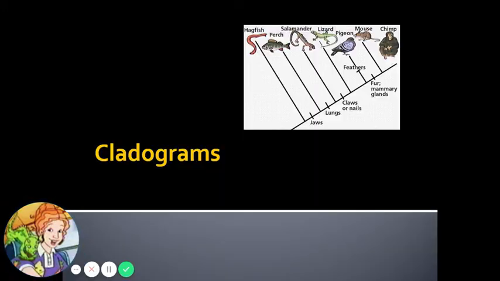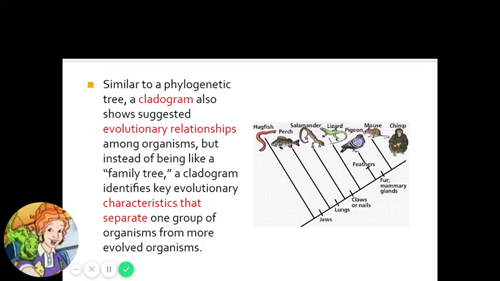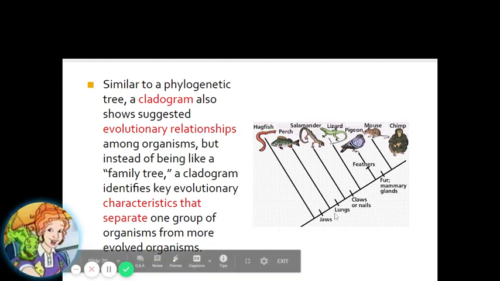So another version of this is called a cladogram. Okay, and a cladogram focuses more on specific characteristics that organisms share and what actually makes them related. So when you look at this cladogram of all of these vertebrates, these are all vertebrates. So you have some fish here, you have an amphibian, a reptile, a bird, and then 2 mammals. You notice down here you have the characteristics that put them into groups.